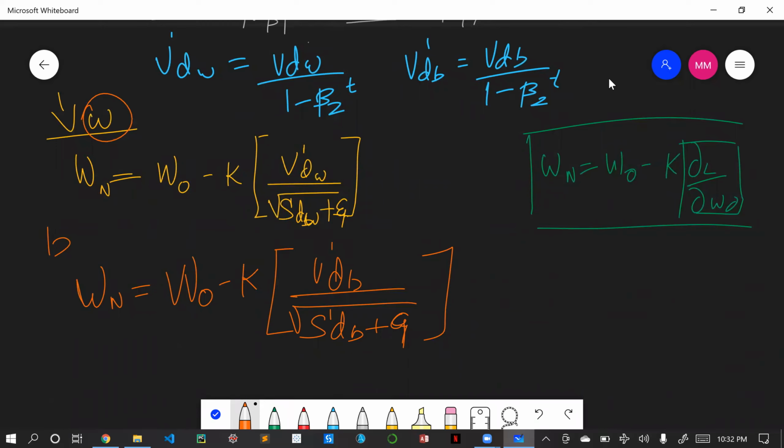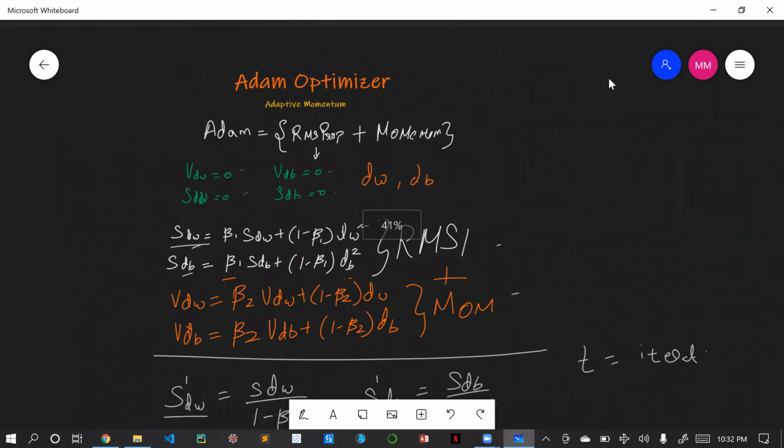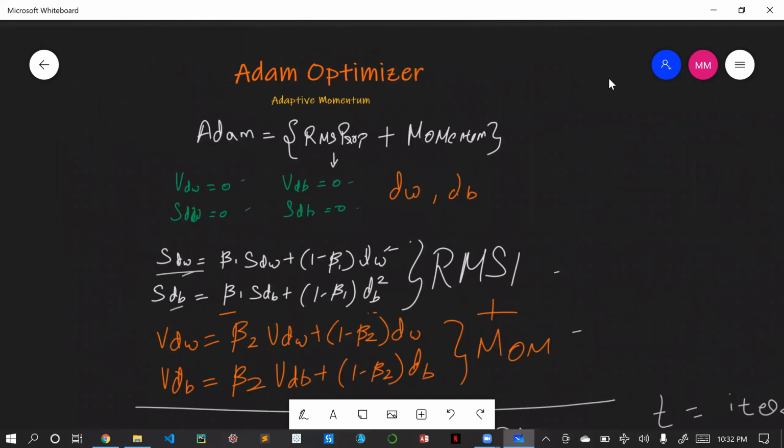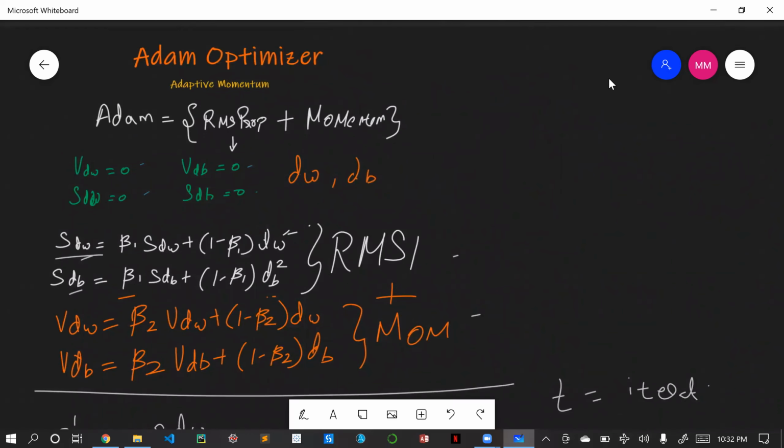So we have the two values with respect to W and B. Even in Adam optimizer, we have two values for updating the weights. One good thing is over here: when we compare all the optimizers, the name itself says adaptive momentum. What is the exact layman language meaning of adaptive? Adaptive is nothing but it will adapt everything which you give.